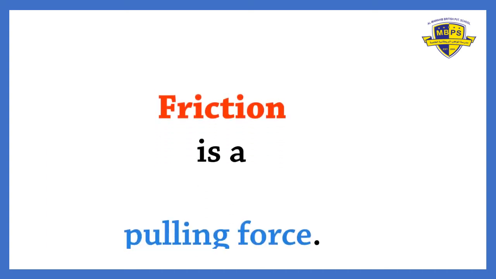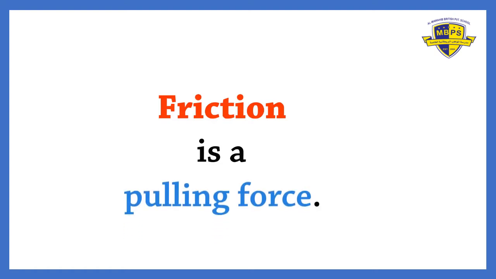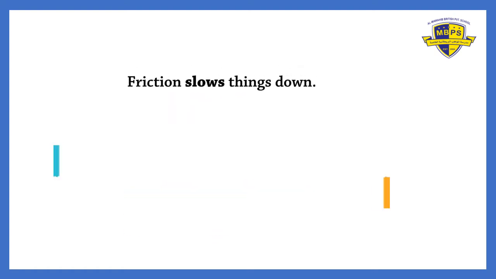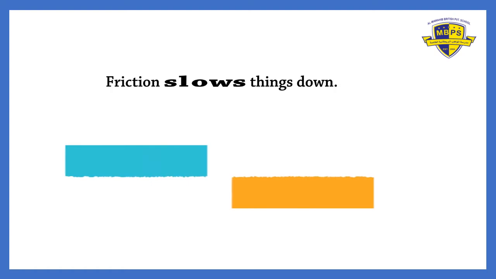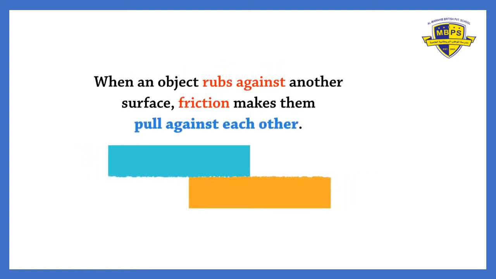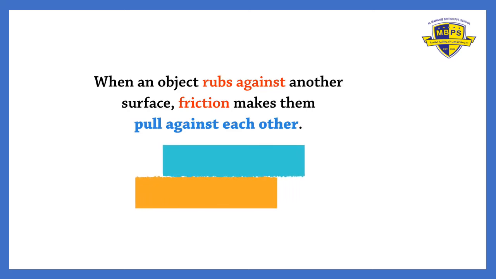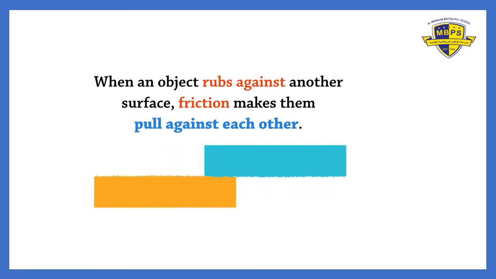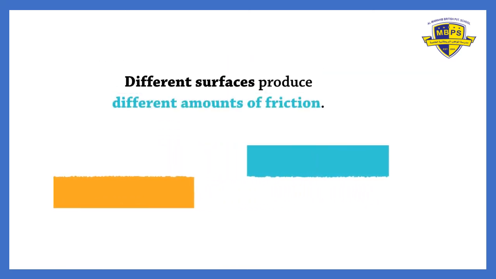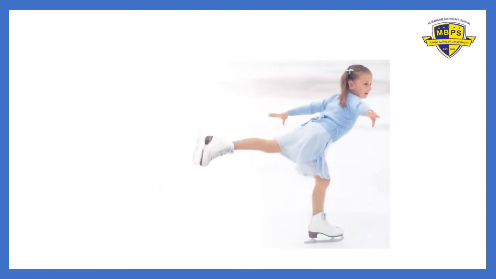Friction is a pulling force. Friction slows things down. When an object rubs against another surface, friction makes them pull against each other. Different surfaces produce different amounts of friction.